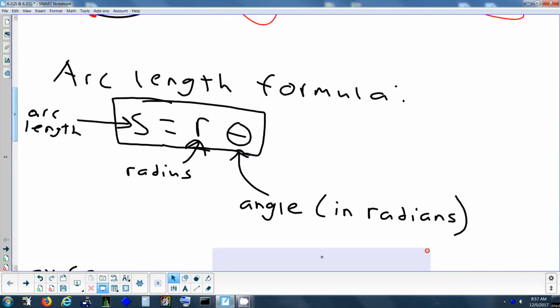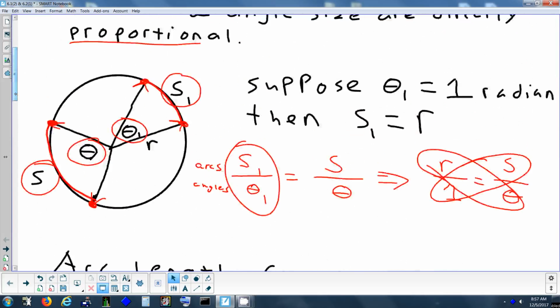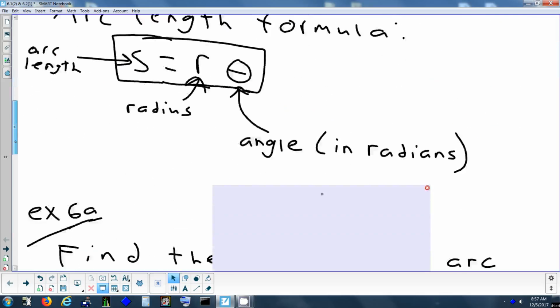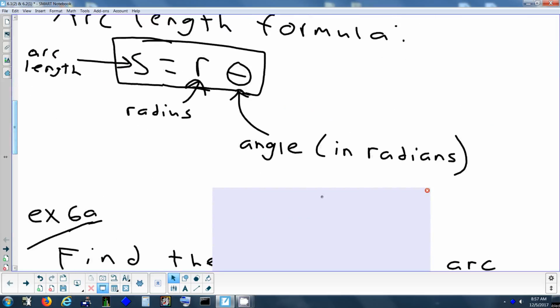So S is the arc length, R is the radius, and theta is the angle, but we have to be careful about the units. Because if we go way back at the beginning, we assumed what I just underlined. We assumed that we were working in radians. That's how this whole formula was built. So when you use the arc length formula, you have to use radians.